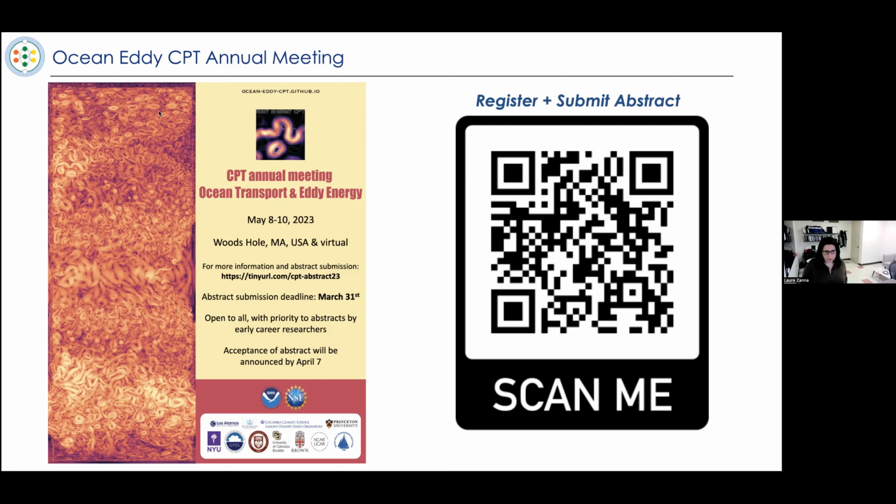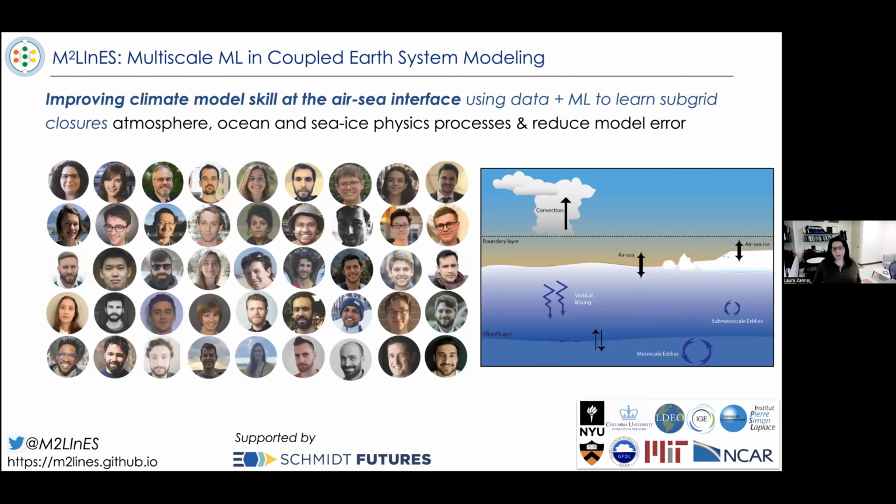So today, rather than talking about our work in the climate process team, I'm going to talk about a different branch of our work on eddy parameterization. And it's part of a large effort supported by Schmidt Futures on improving climate models and subgrid parameterization for the ocean, sea ice, and atmosphere. So we're about 50 people now. It's pretty exciting, many institutions in the US and France, and really trying to tackle this problem of parameterizations in multiple components of Earth system models with machine learning and physics.